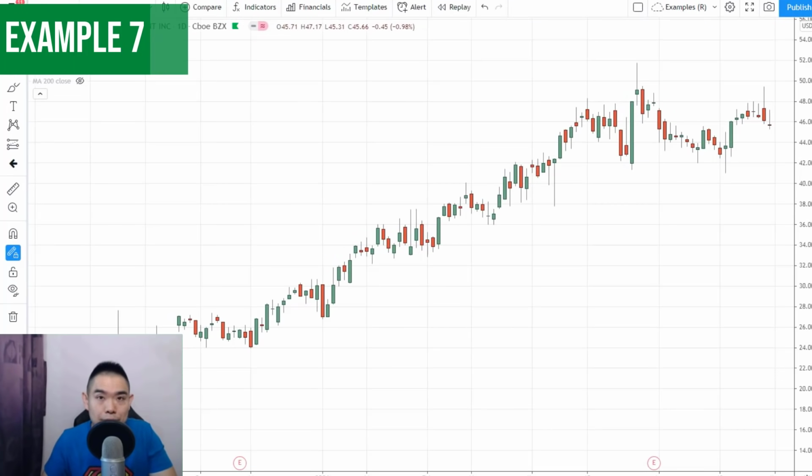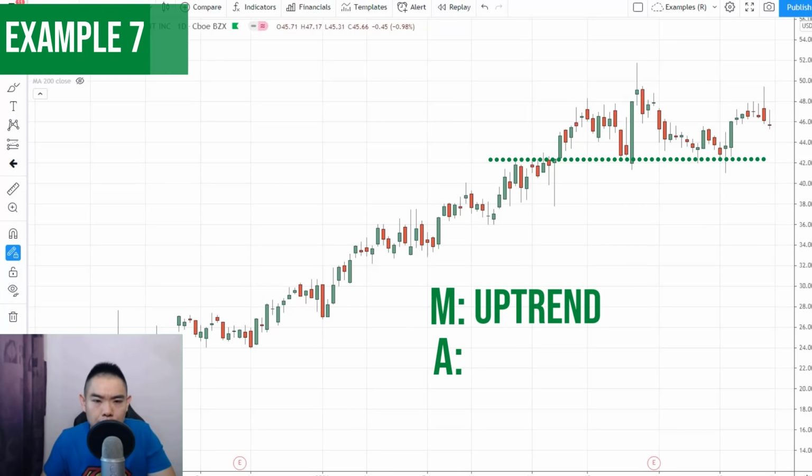So again, using the same formula, market structure, it's up. Area of value, it's somewhere about here, around the $42 price point. Is the price at this area of value? Not quite. So let's give it an X. No. Entry trigger. Do we have a valid entry trigger?